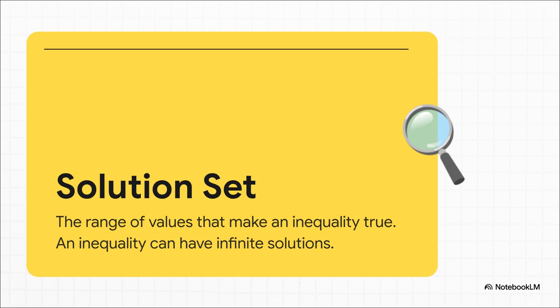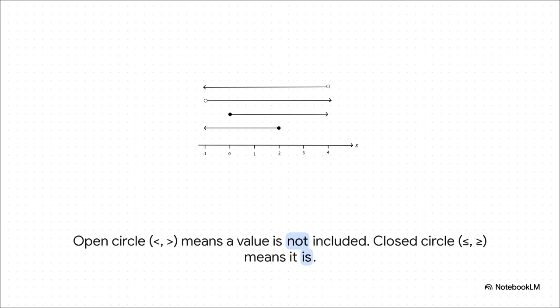It's called a solution set. So how do you even show an infinite answer? Well, we graph it on a number line, and there's a really simple code to it. If you see an open circle, that means the number itself isn't part of the answer. That's for your strict less than or greater than symbols. But if you see a solid filled-in circle, that means the number is included. That's for less than or equal to or greater than or equal to.